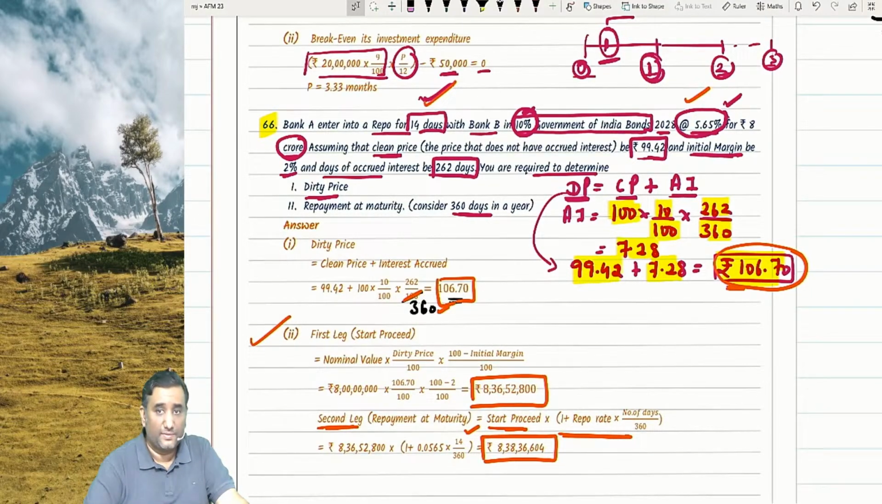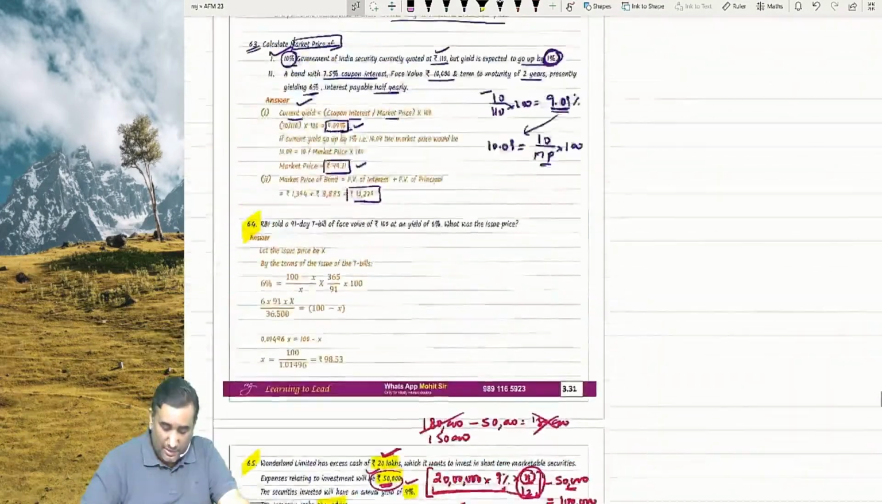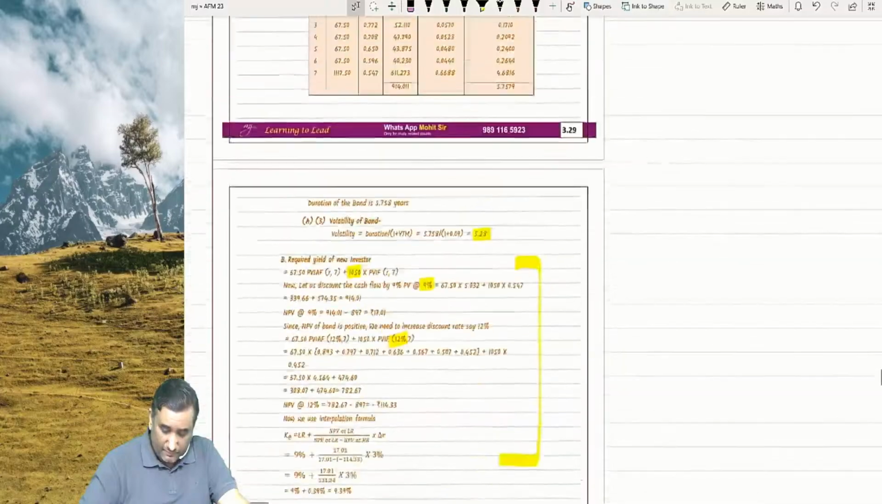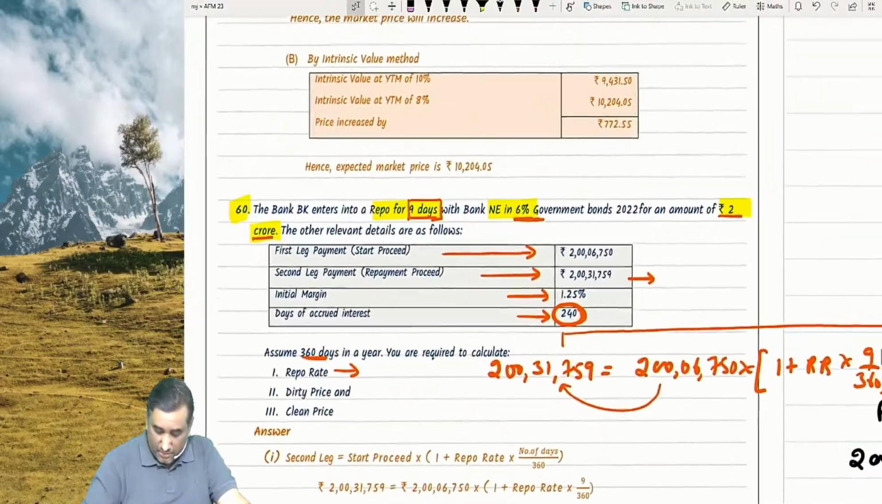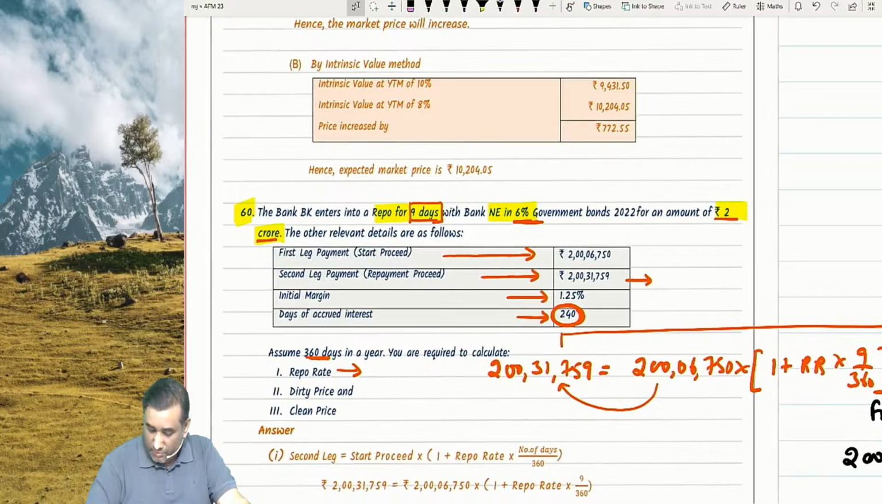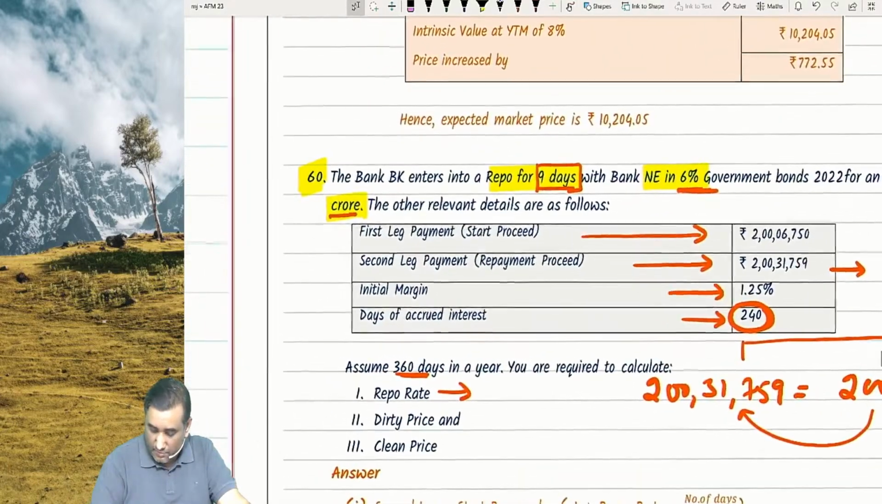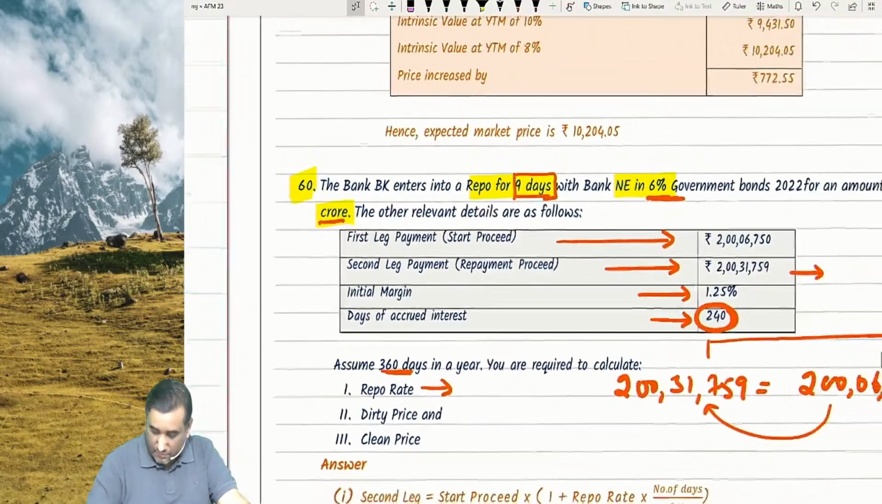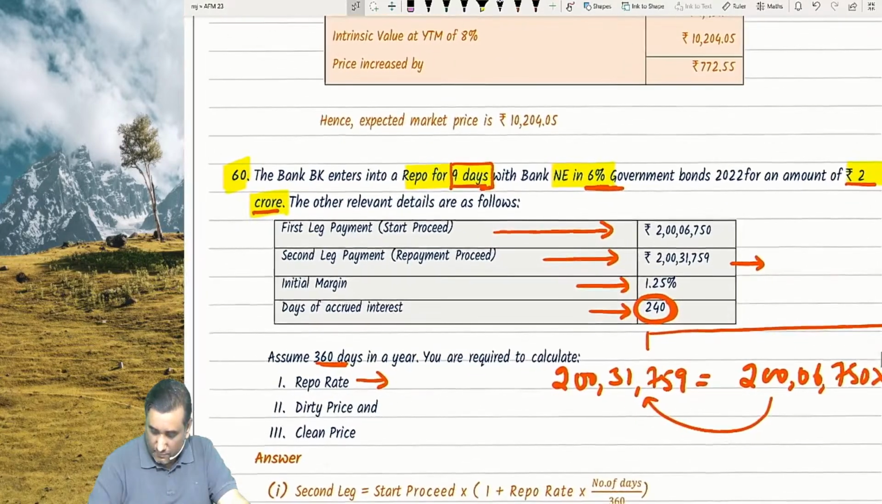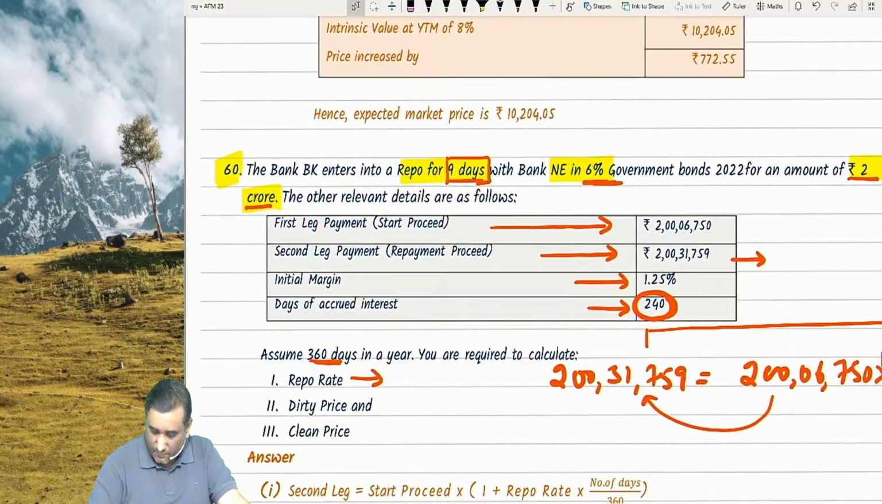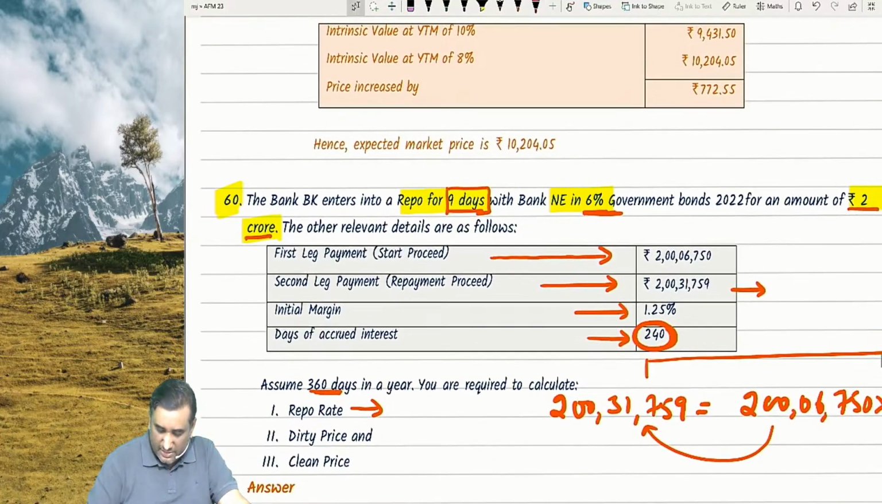Can I move back? Let me try. Let me not, let you try. This is not there in your book. Something I have done, but I'll not show you what exactly is done.